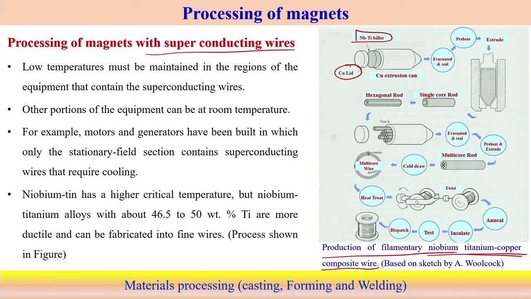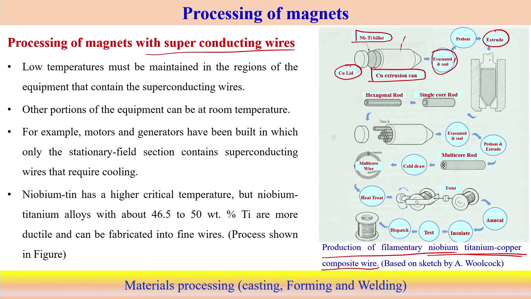A billet is basically a solid piece having a particular shape, and it is known as the copper extrusion can. So basically the copper is extruded, and the sealing is also there. Then we preheat: the steps are evacuate and seal. We can evacuate and seal this particular container, then preheat this sample, and after preheating we can perform the extrusion operation.